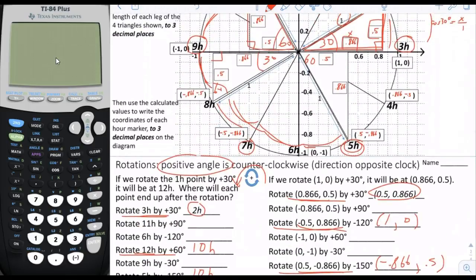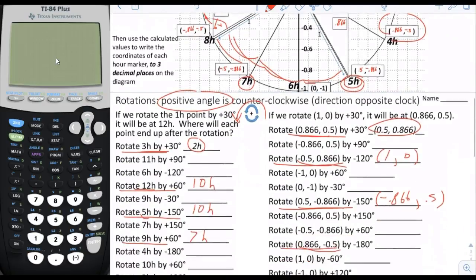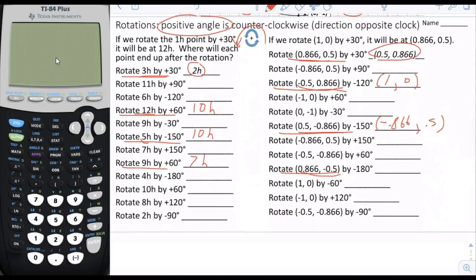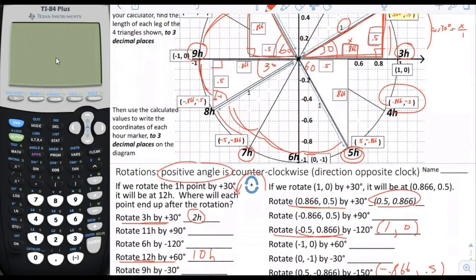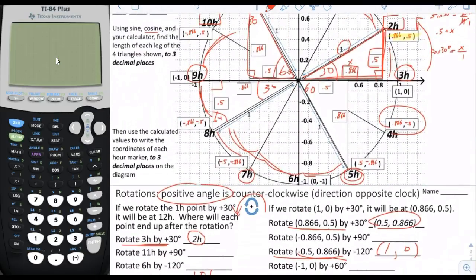Last of all, I'm going to take the coordinates 0.866, negative 0.5. That's this one here, it's the 4 hour mark, and I'm going to rotate it negative 180 degrees. Negative 180 degrees would put it completely on the opposite side of the circle. And you notice that if I would rotate it by negative 180 degrees or positive 180 degrees, I'd still end up at the exact same place, which is the 10 hour mark. So that's equal to the coordinates negative 0.866, 0.5.